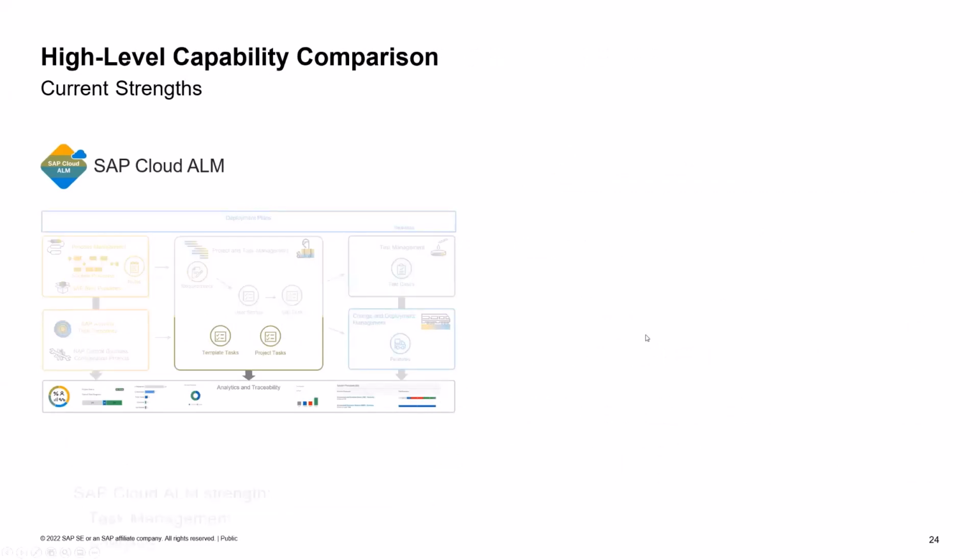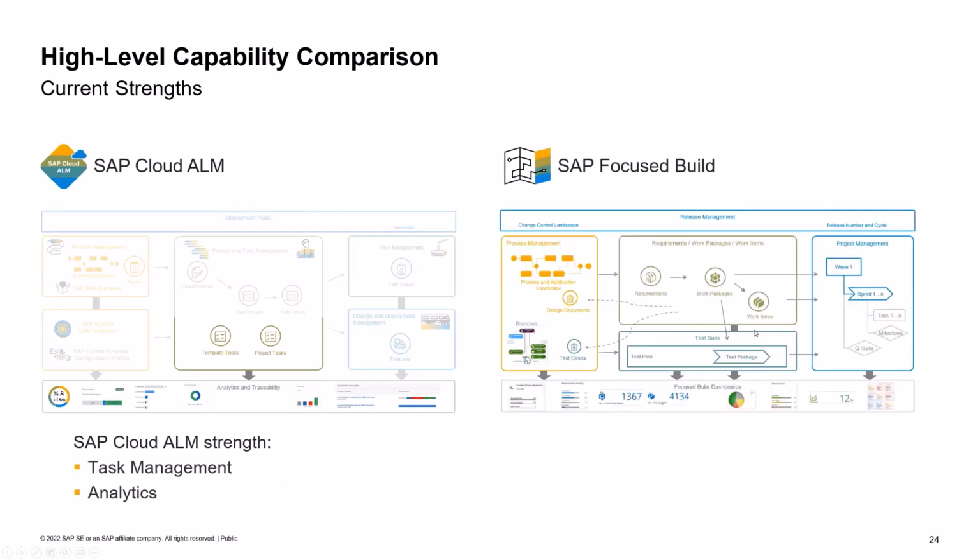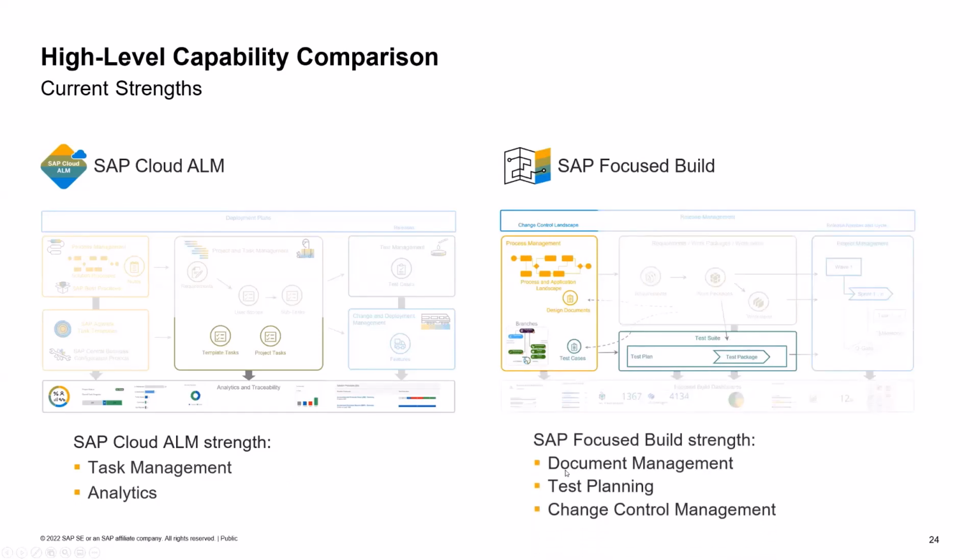Okay, so in summary, we can say currently the major strength of SAP Cloud ALM is that we have excellent task management, so for the project, a very efficient project organization, and outstanding analytics. And in Focus Build, the major advantages are currently this sophisticated document management, test planning, and change control management. All those areas offer much more functionality than SAP Cloud ALM today.